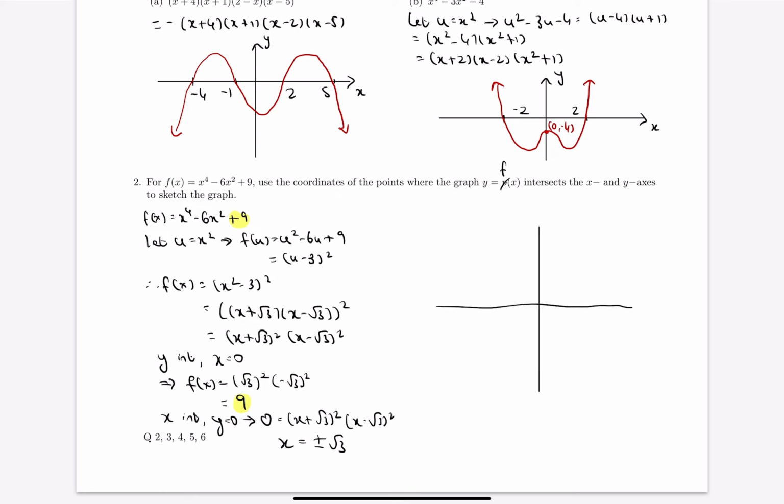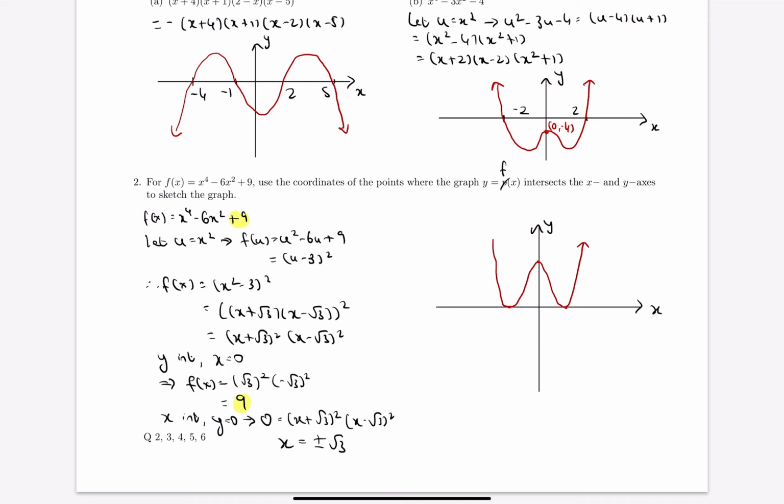This is not a hard thing to draw. So if you just put your y up here, your x over here, you know that it is touching but not crossing at plus or minus root 3. So you just plot your 2 points. And you also know that the y-intercept is equal to 9. So you might plot your 9 up there, and you're just following the graph based on the x and y intercepts. So it kind of looks like that.